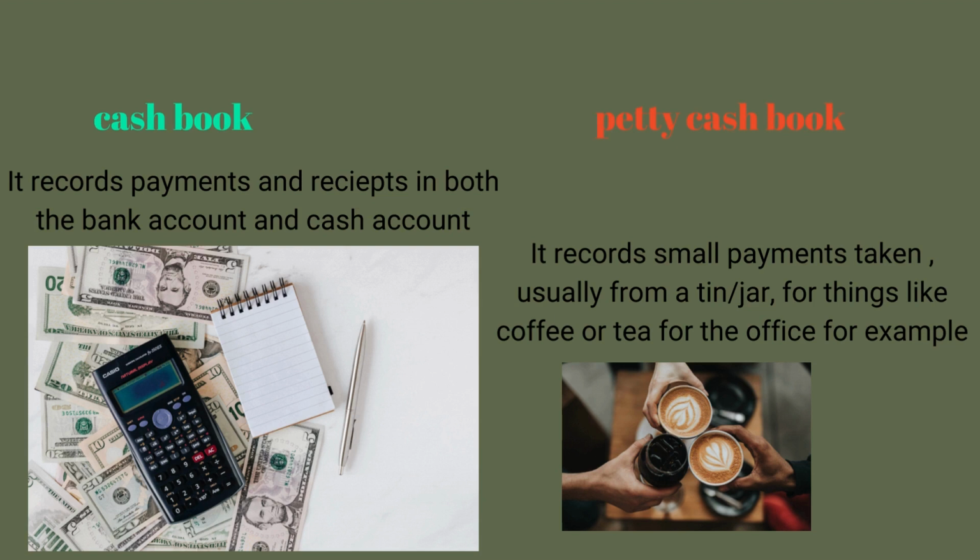Now, the petty cash book records small payments taken, usually from a tin or jar, as we talked about before. Basically, the petty cash book records those petty cash vouchers into the petty cash book. So that's why it records the small payments taken, because it writes down what the petty cash voucher has already written down, but it puts it into a book.